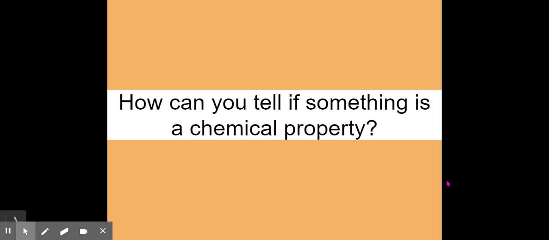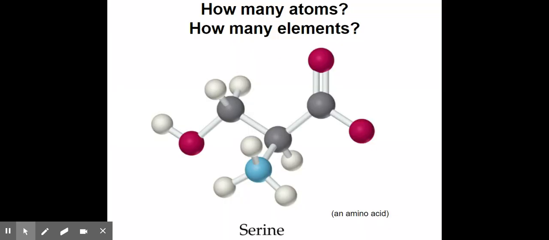How can you tell if something is a chemical property? You can tell if it changes into something else. If it can change back easily, then it's not a chemical property. Okay, so let's practice this a little bit, to think about atoms and elements and molecules and compounds and what all those things mean.